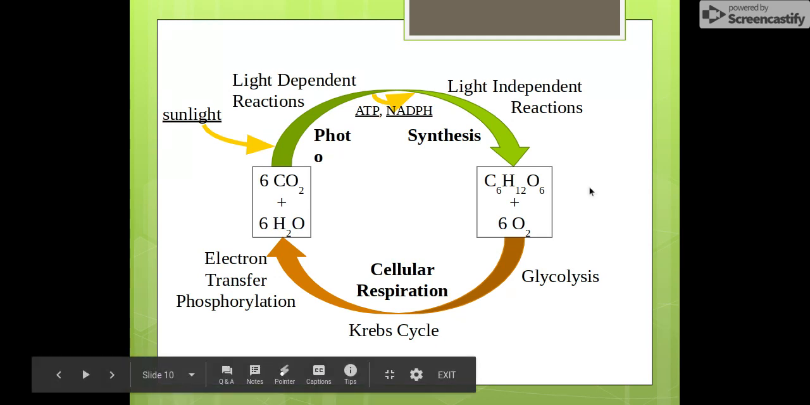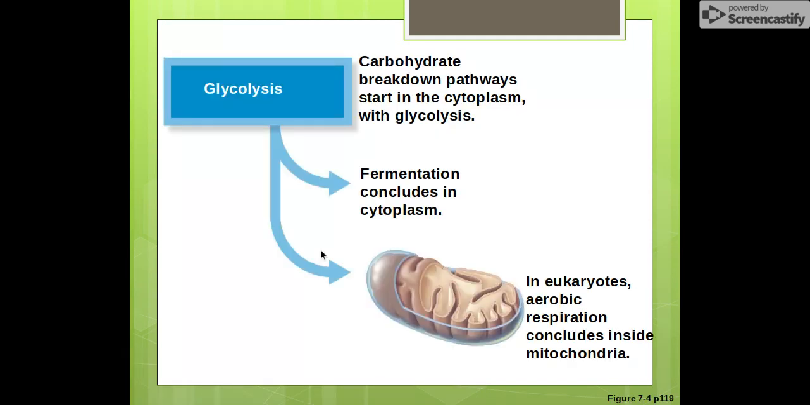So we take the glucose and oxygen, we go through glycolysis first, and then within cellular respiration, we've got the Krebs cycle, and then the electron transport chain. So with glycolysis, this is happening in the cytoplasm, and this is just the start. We're taking that glucose and we're breaking it down.